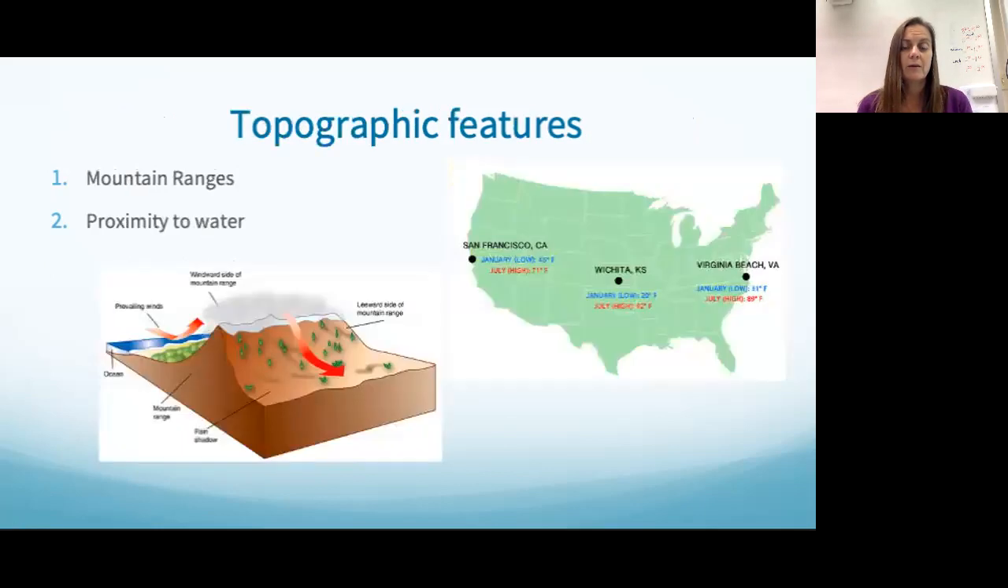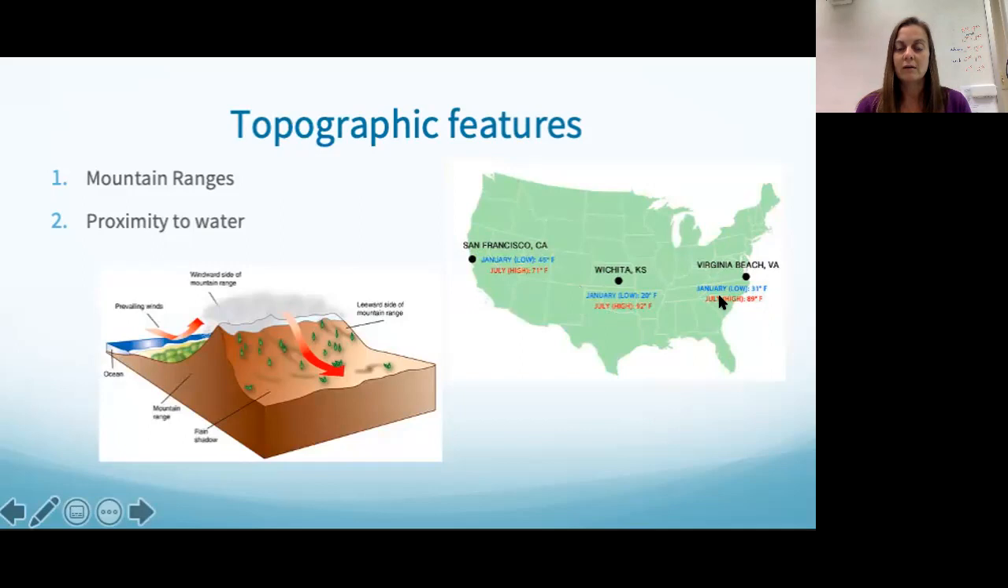The other thing that really influences climate is these topographic features. Number one, especially when we look at this comparison over here on the right, is proximity to water. So if we think about it, Wichita has big extremes here. In January, its low is 20 degrees Fahrenheit. Its high in July is 92 degrees Fahrenheit.